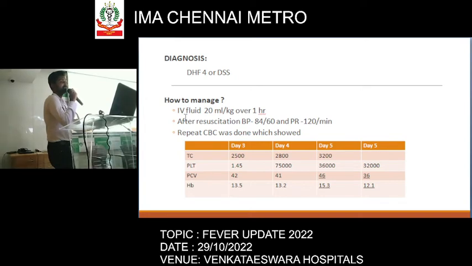Colloid dextran is preferred, which is also given as 10 ml per kg per hour transfusion. If needed, it can be repeated also.